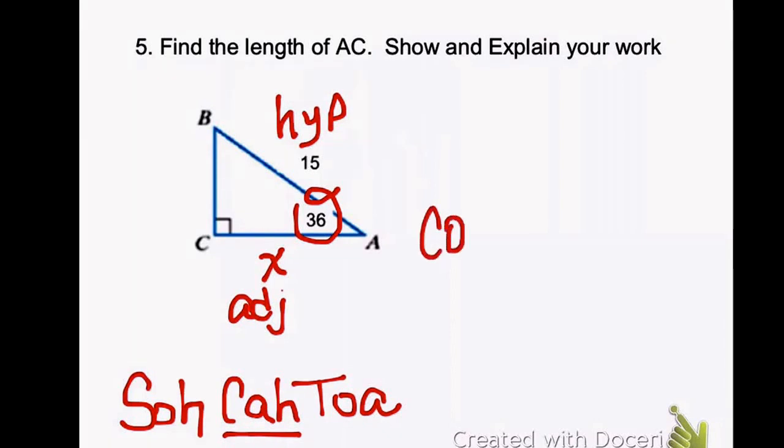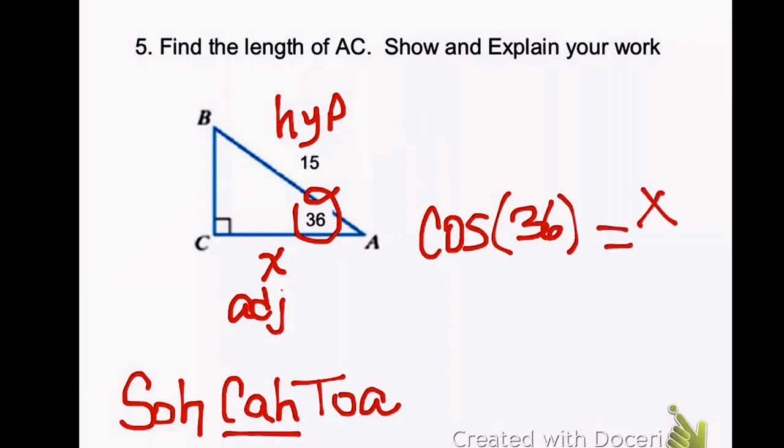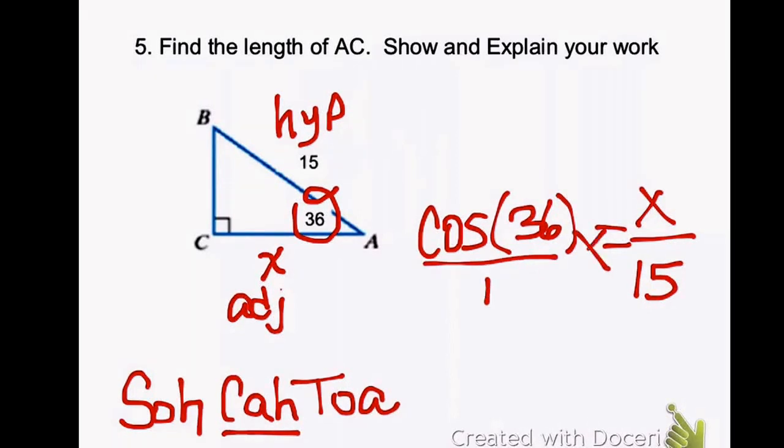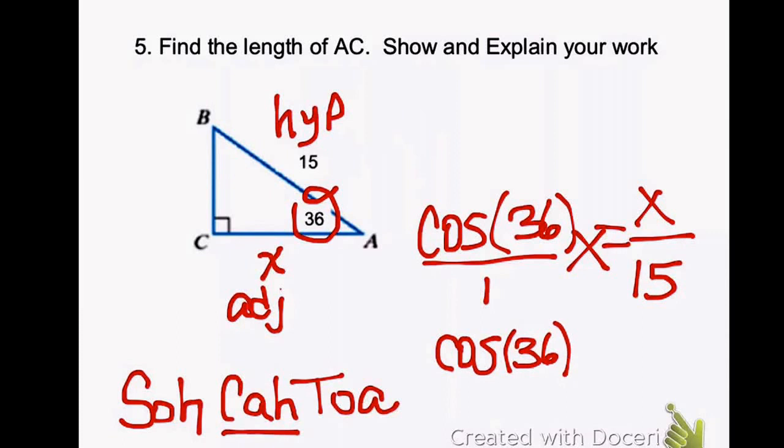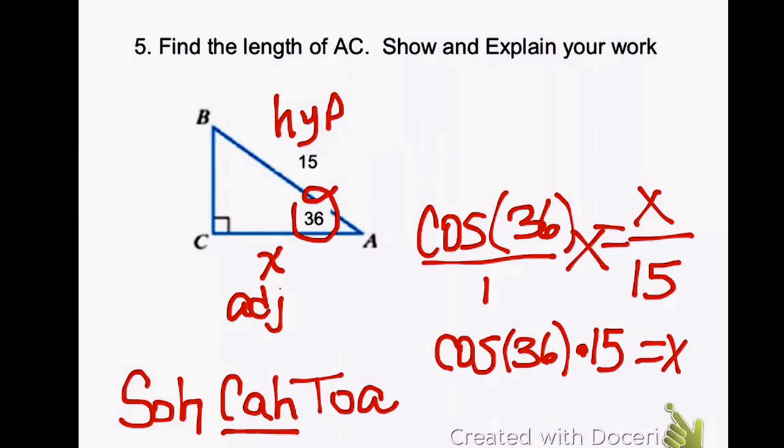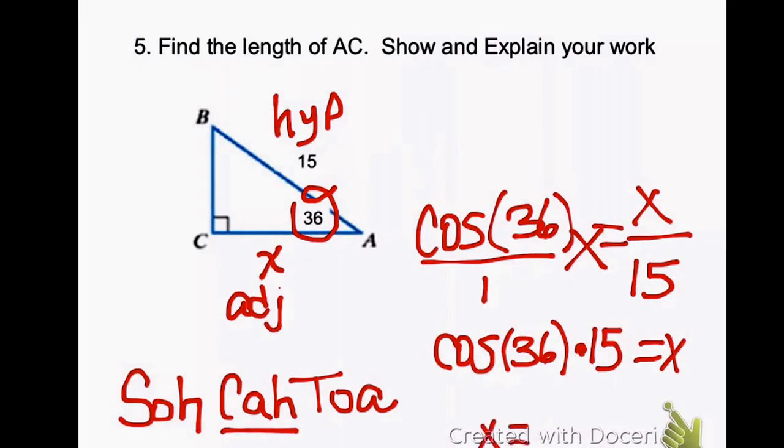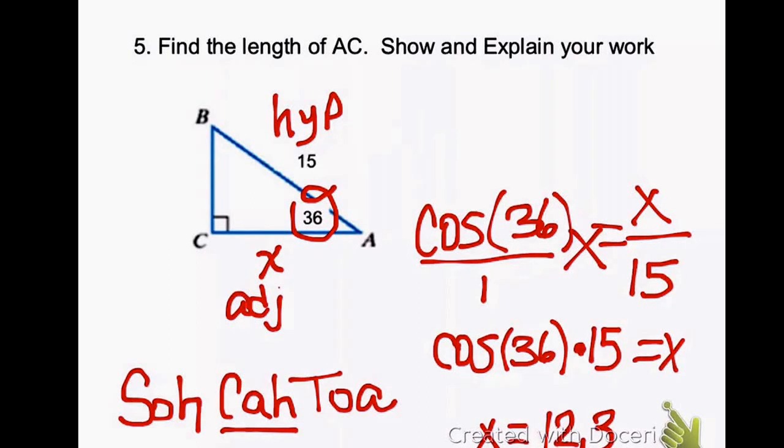So I'm going to write my proportion. Cosine theta, which is 36, equals my adjacent side, which is x, over 15, which is my hypotenuse. To solve it, I want to set up a proportion. So I put it over 1, and I cross multiply. This tells me to multiply cosine 36 times 15, and that gives me x. So I need to get my calculator out, and I'm going to say cosine 36 times 15, and that tells me that x is going to equal 12.28, which rounds to 12.3. So AC equals 12.3.